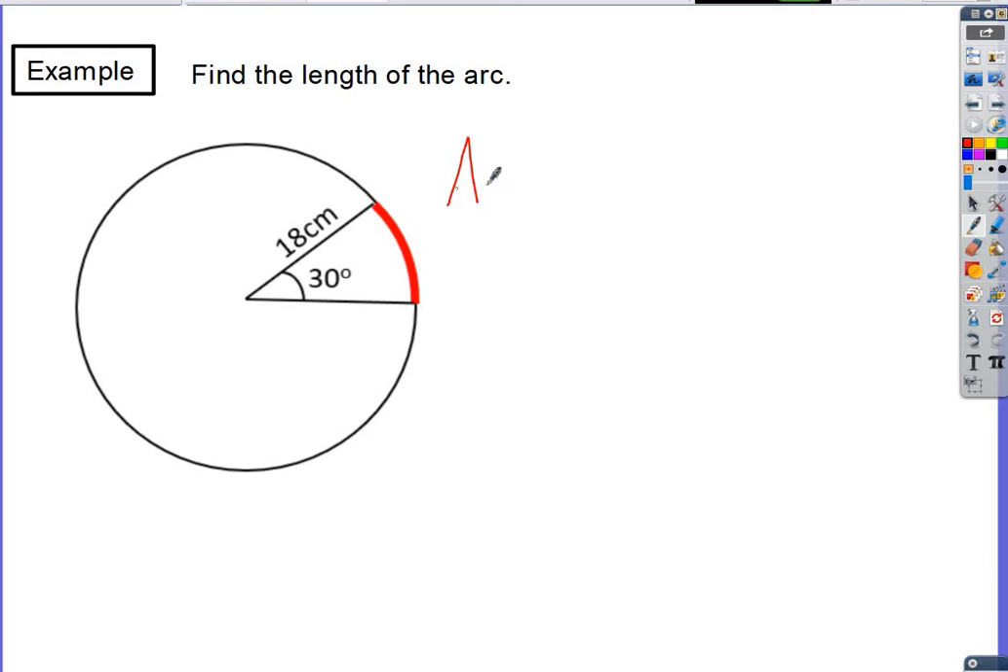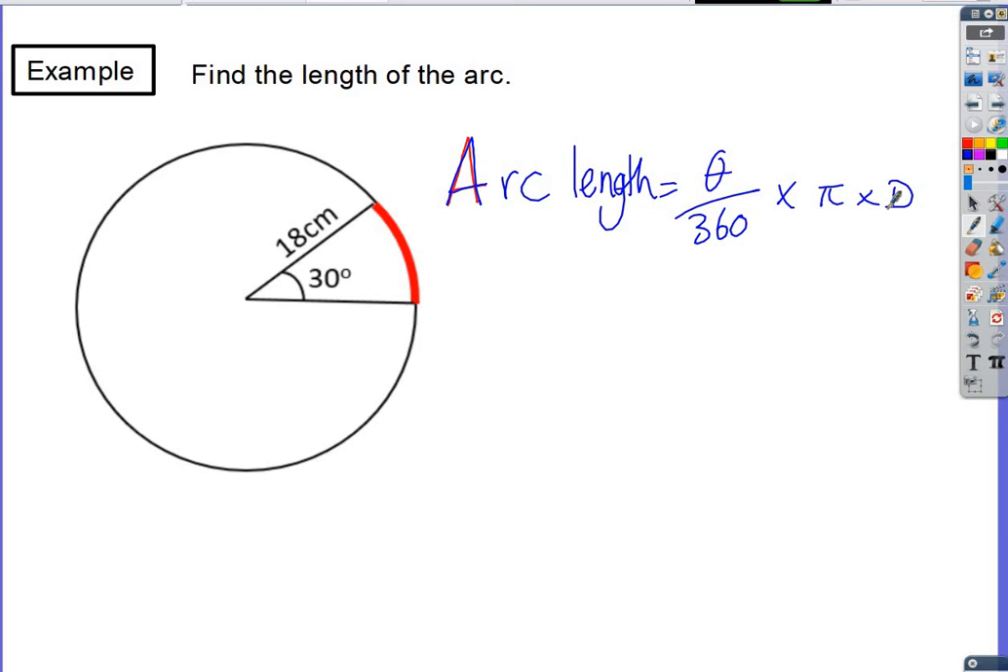The first thing that we do is write down the formula. So arc length equals theta over 360 multiplied by pi times diameter. Now let's look at what we've got. We have been given theta, which is the angle, which is 30. So we'll substitute that in: 30 over 360 times pi times diameter.